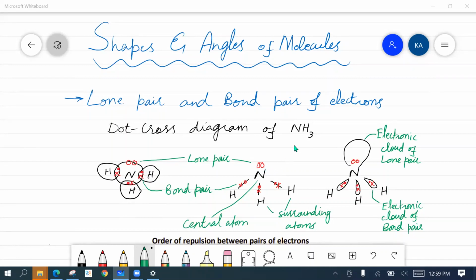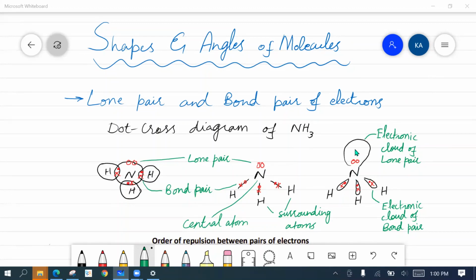Let's talk about the electron cloud spread of the lone pair and bond pair. A bond pair occupies less space because it is attracted by two nuclei, one of nitrogen and the other of hydrogen. So it takes less space to exist, while the lone pair's electron cloud is more spread out because it is only attracted by one nucleus.